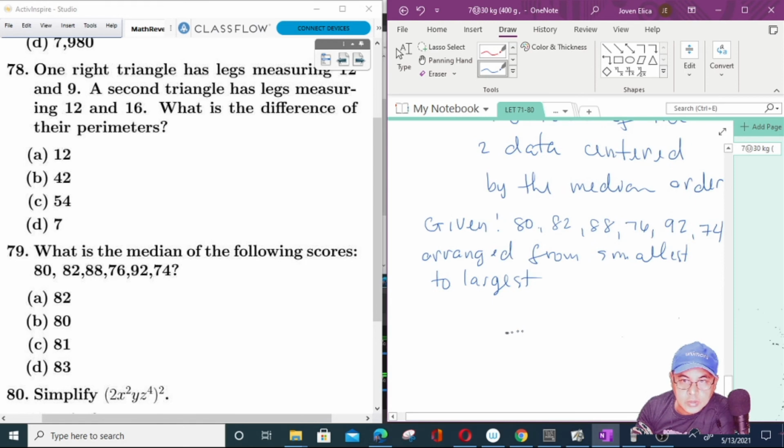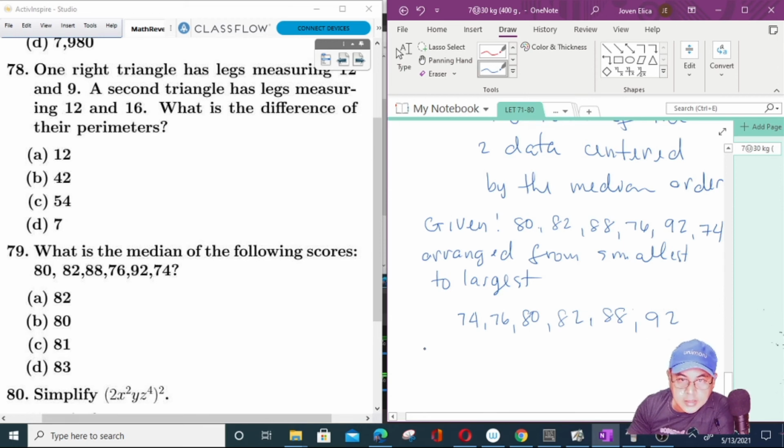So if we arrange that from smallest, this is 74, 76, 80, 82, 88, and 92. So we have a total of 1, 2, 3, 4, 5, 6. We have n equals 6.